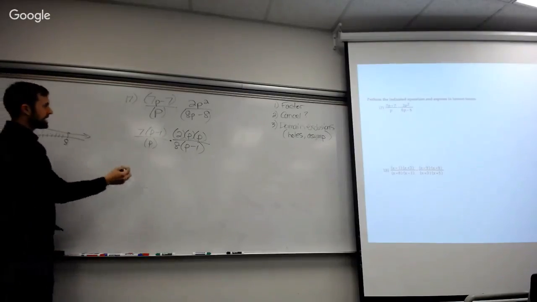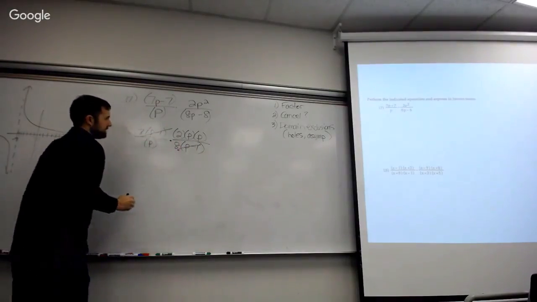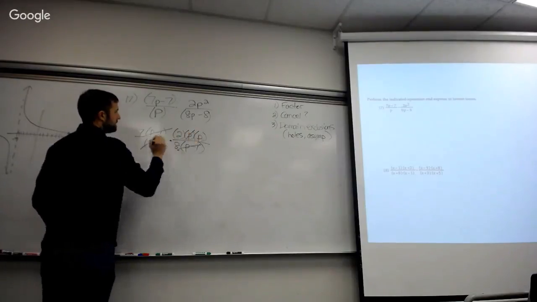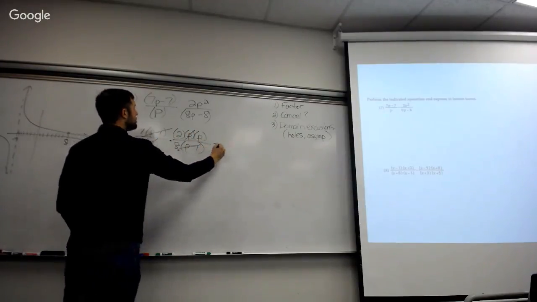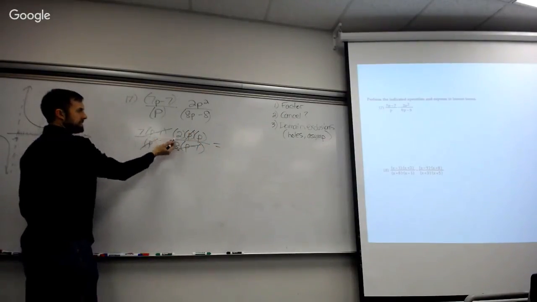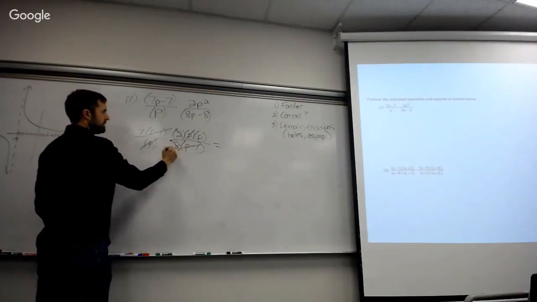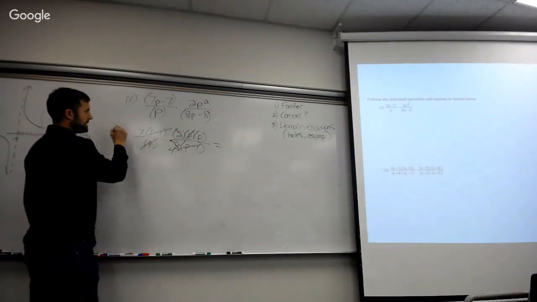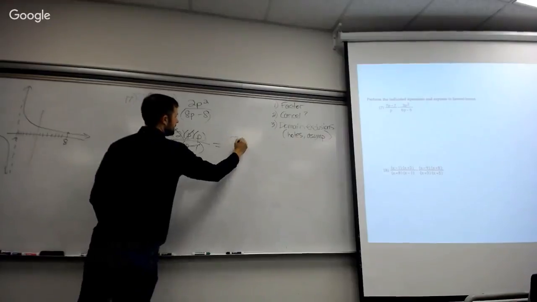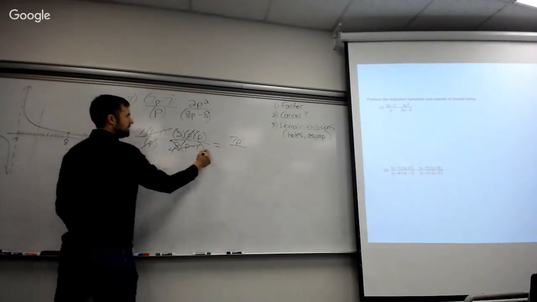All right. So what can we cancel? The p minus 1 and a p, and that's it. And what about the 2 and the 8? Oh, so that's 4. So now what do we have left in the numerator? 7p over 4.